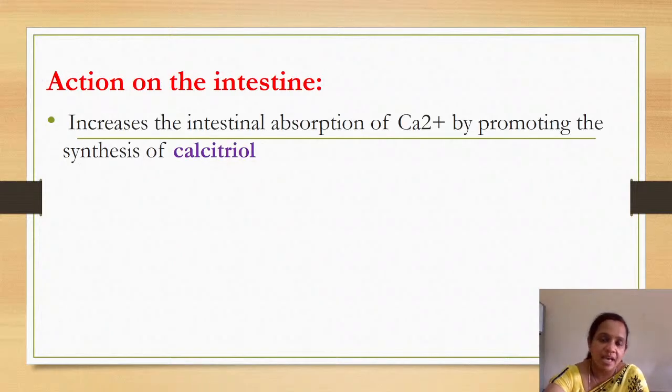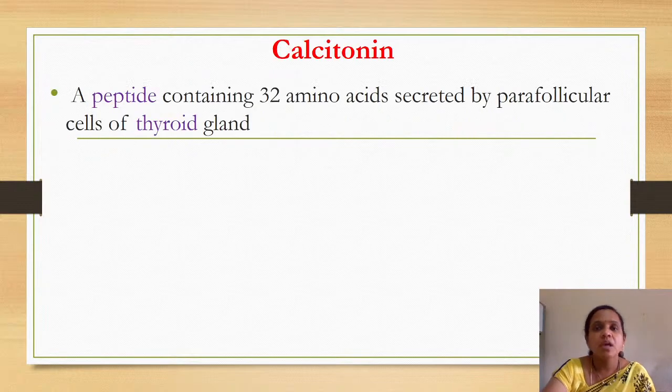Action on intestine. As we know, the parathyroid hormone doesn't have a direct action on the intestine. It acts just by activating calcitriol. So these are the two things that will tend to increase the calcium levels in the plasma.